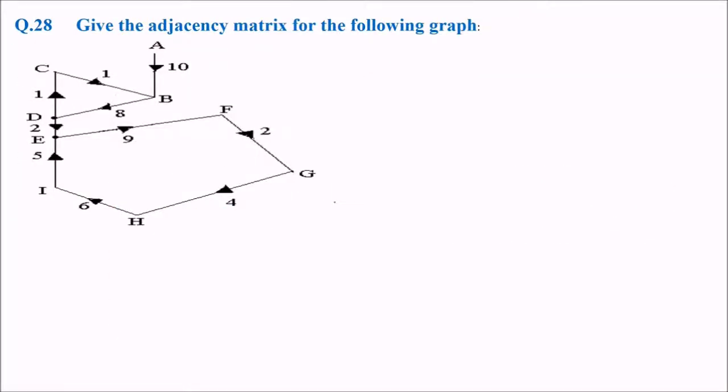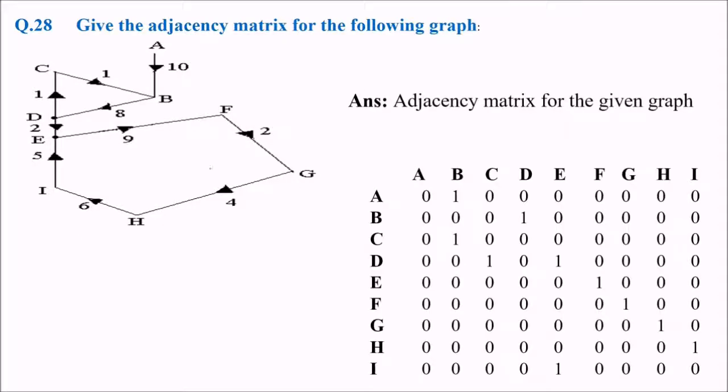Give the adjacency matrix of the following graph. How can you find out the adjacency matrix? This is the graph. We have seen the questions, how can we do it? So this will be done like this. Please give time to this graph to understand. The adjacency matrix would be something like this.